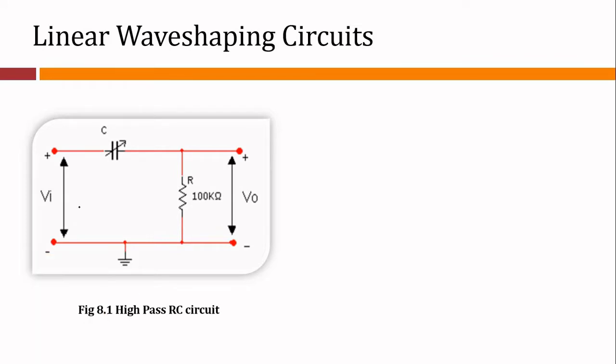So you can see here the input is applied across these two terminals, and output is taken from these two terminals. If the output is taken across the resistor, then it is referred to as a high pass RC circuit. And if I interchange the two components and take the output across the capacitor, with the resistor connected here, then it acts as a low pass circuit. Now the circuit shown in figure 8.1 is a high pass RC circuit.